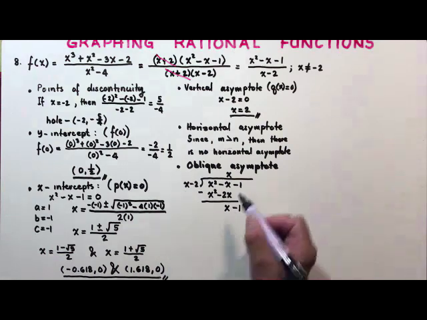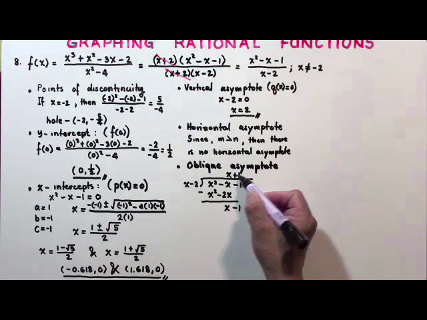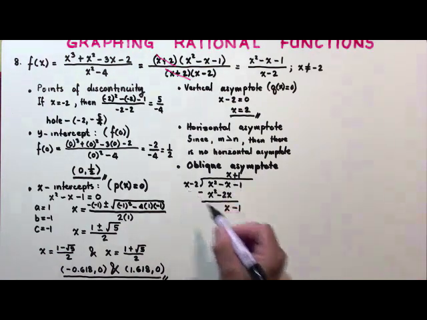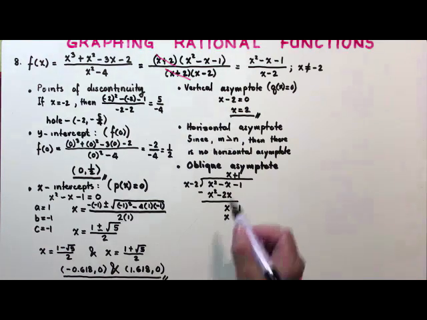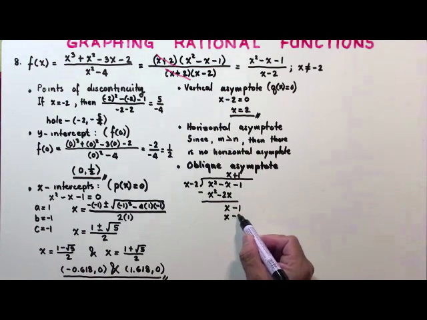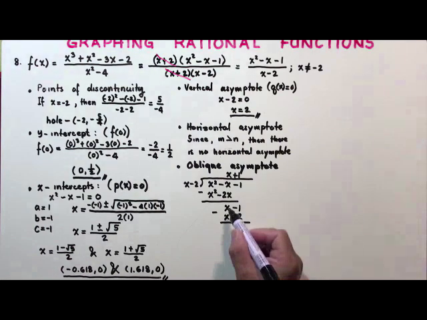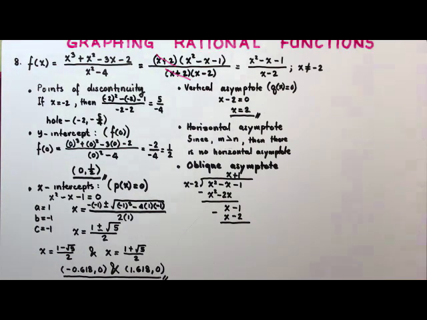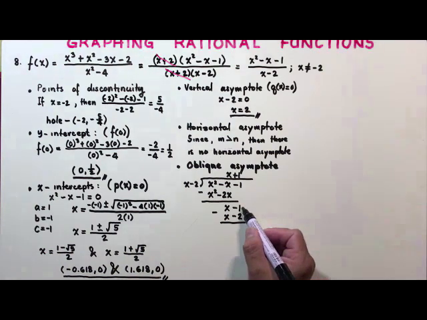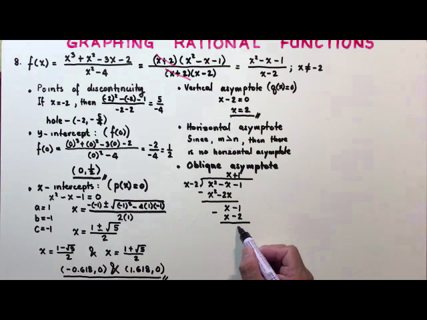So x divided by x is 1 here. And then 1 times x is x. And 1 times negative 2 is minus 2. And then we again subtract. So x minus x goes to nothing. And then minus 1 minus the negative 2 is the same as negative 1 plus 2. And the result is positive 1.